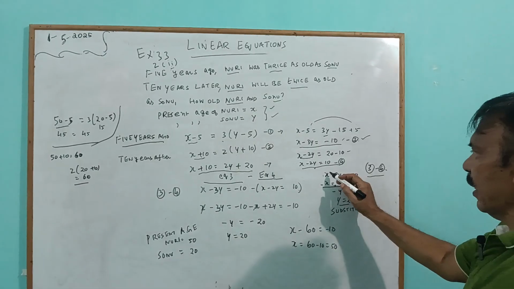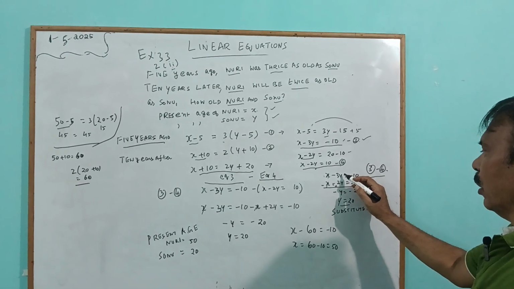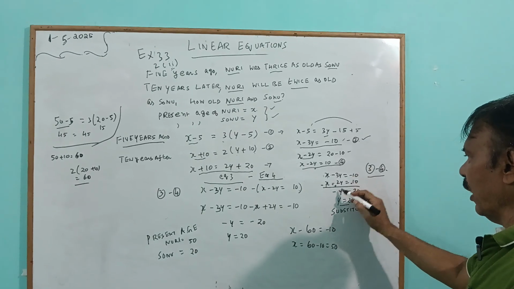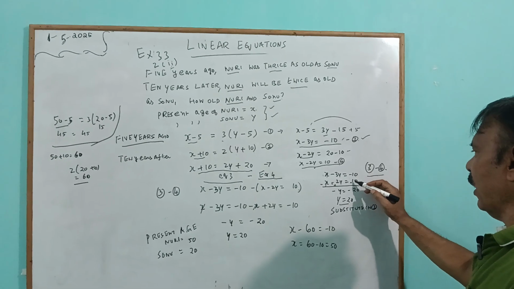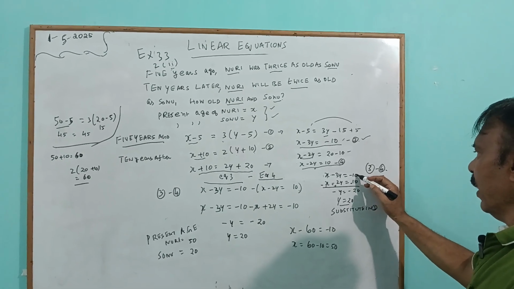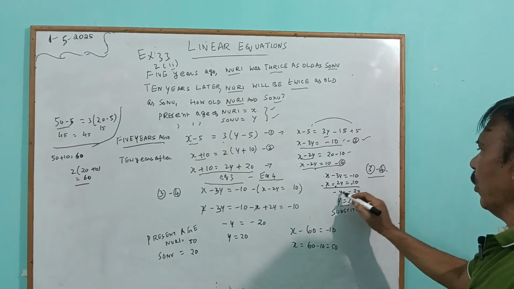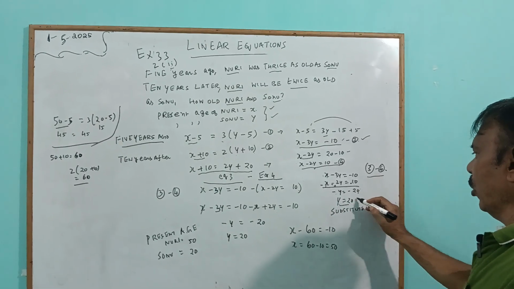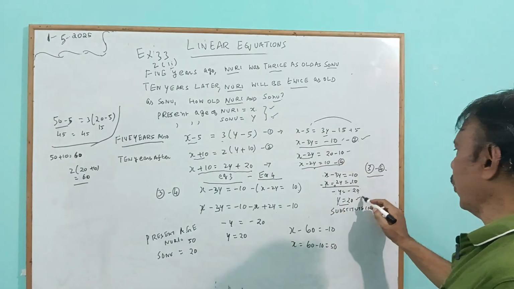What happens is x and x get cancelled out. So this becomes plus 2y. So minus 3y plus 2y equals minus y. Since I am subtracting, this becomes minus 10. Minus 10 minus 10 equals minus 20. So minus y equals minus 20, y equals 20. 20 is Sonu's age. This is y equals 20.